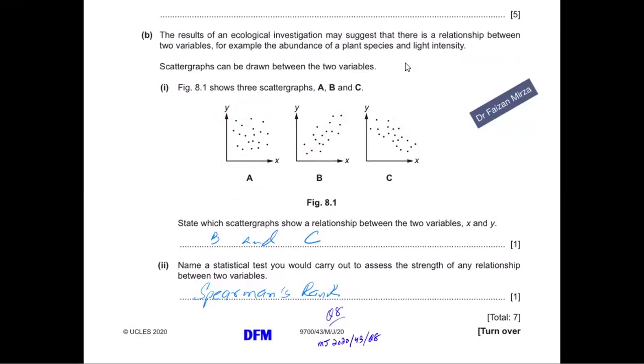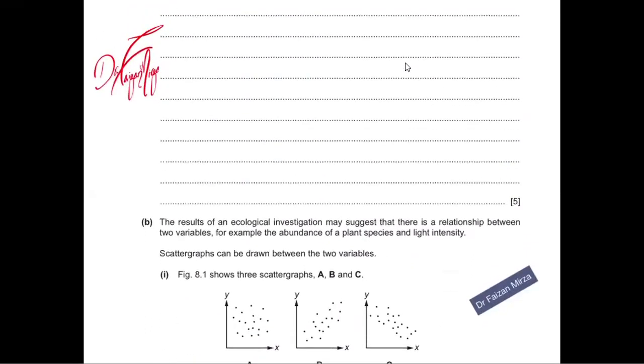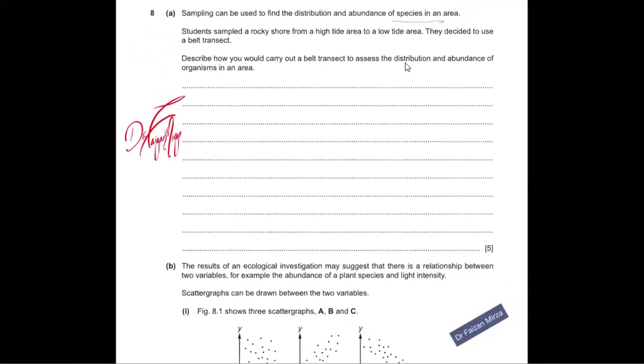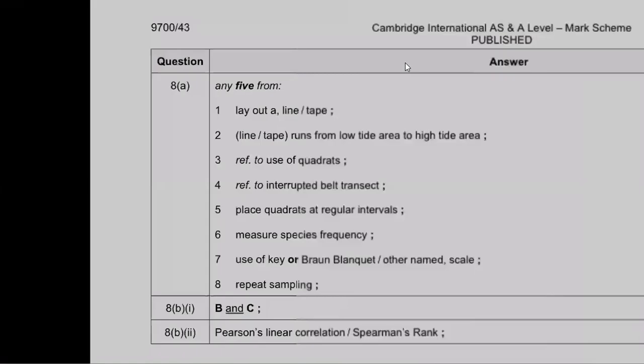Name a statistical test that you would carry out to find out the strength of relation between two variables. You can mention either of the ones that you have studied in correlation, either the Spearman rank correlation or Pearson's correlation, because from the data they are not telling you which type of data it was. Was it normally distributed? Was it not normally distributed? So you can get away with both answers here.